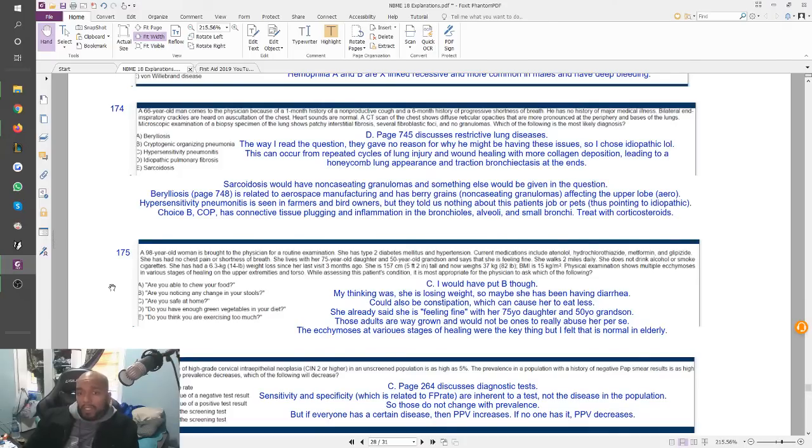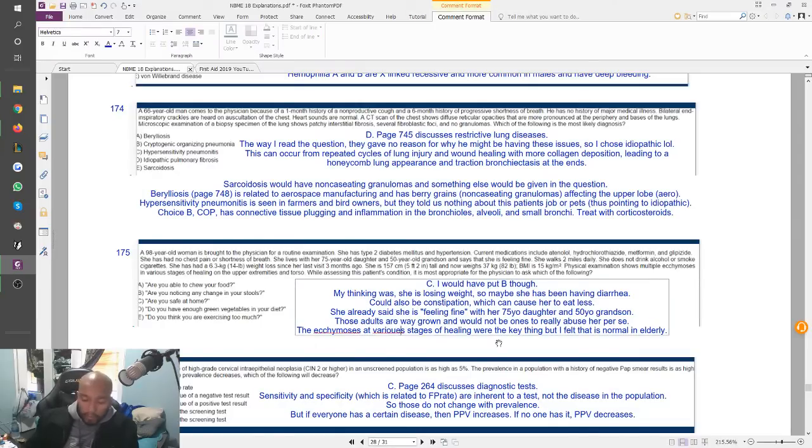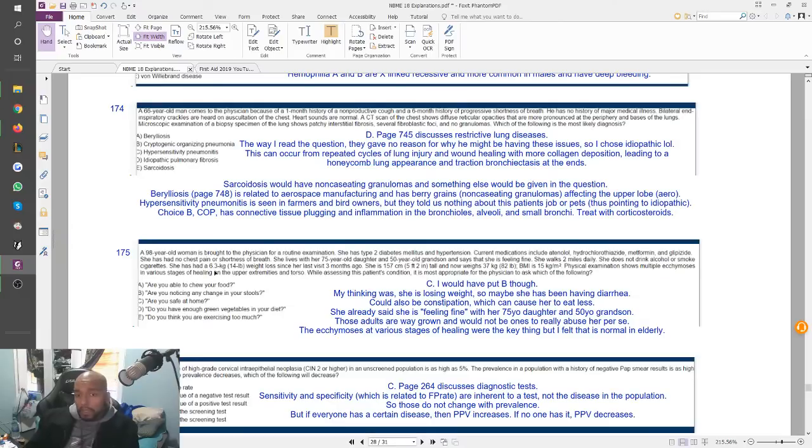They totally can. A 75-year-old daughter who hated her mom her whole life will definitely cause elder abuse. A 50-year-old grandson who maybe hated his grandma his whole life will definitely cause elder abuse, right? So anything can happen. My thinking was those adults are way too grown for that kind of abuse, and I was really worn out. But the truth of the matter is anyone can cause abuse, so you never know. Right? The ecchymoses at various stages of healing were a key finding that really should have made you think elder abuse.